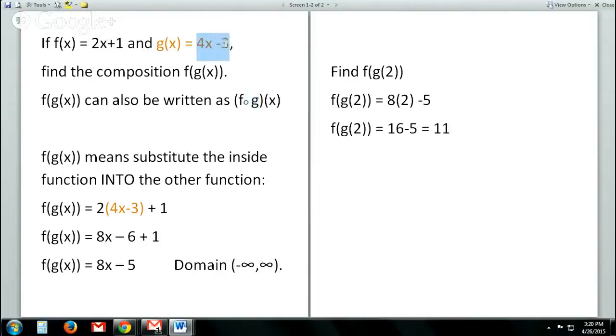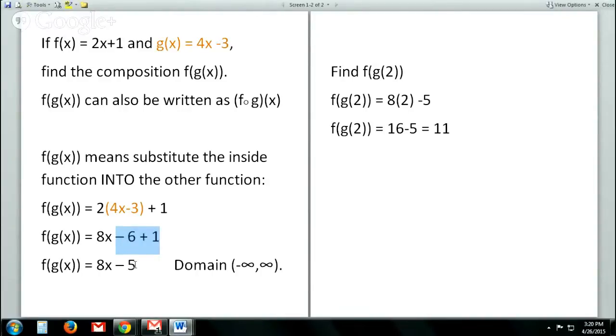So I'm going to take this 4x minus 3, I'm going to substitute it for that x. The 2 that is here is the 2 that we have there. Instead of x, let's replace it with 4x minus 3, the stuff that was our g. And then this plus 1 is the plus 1 from the back of our f of x. If you multiply here, 2 times those things, you would get 8x minus 6. And when you add these like terms together, you end up with 8x minus 5.